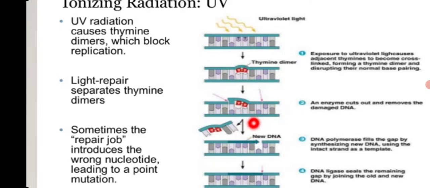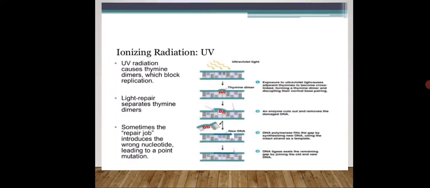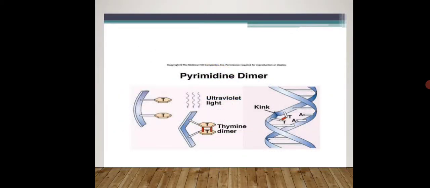Actually, repairing is not our aim. Our aim in this lecture is how the mutation is caused by using the radiations, by using different radiating agents. So by using UV, there is formation of thymine dimer. And how is the dimer formed? The dimer is formed by adjacent base pairing instead of complementary base pairing.